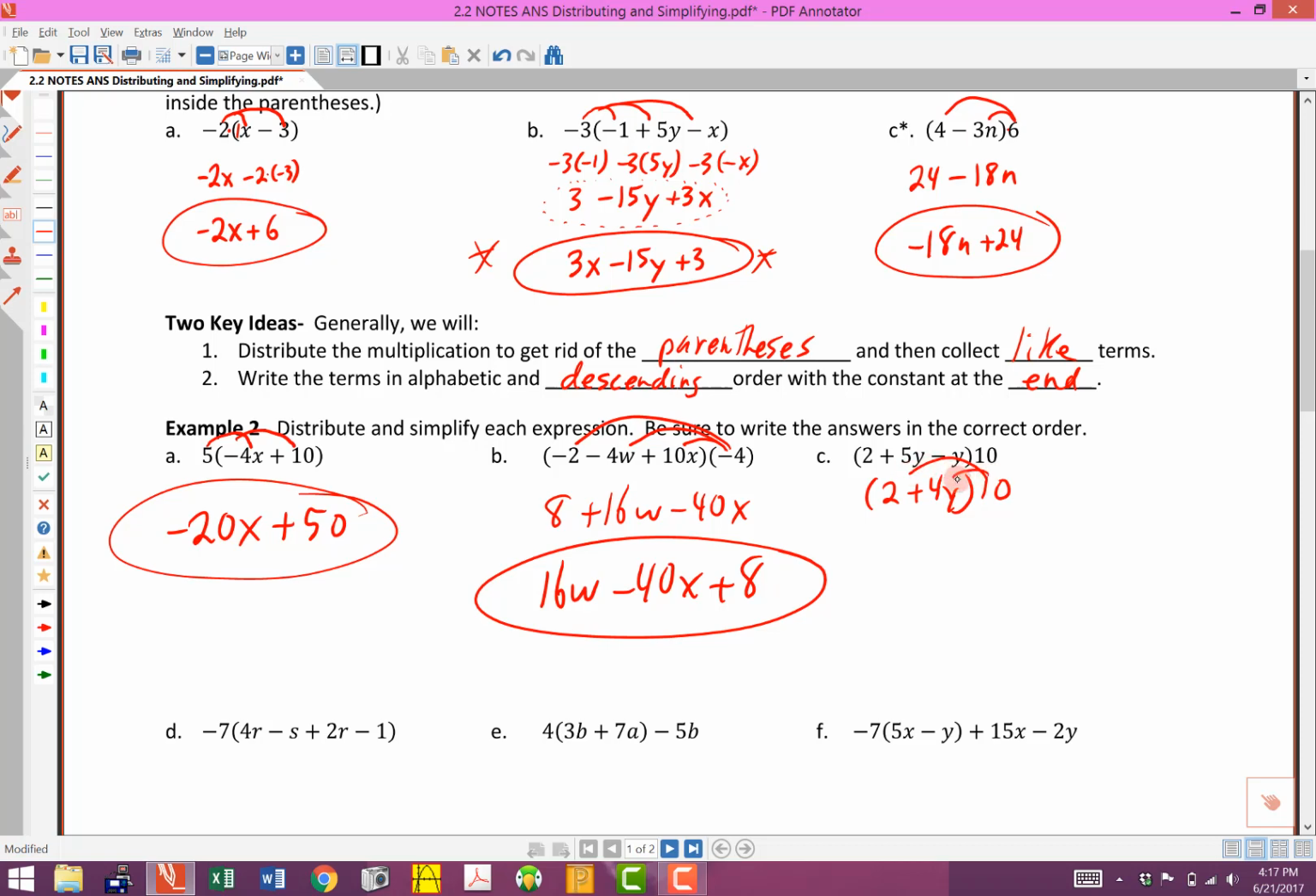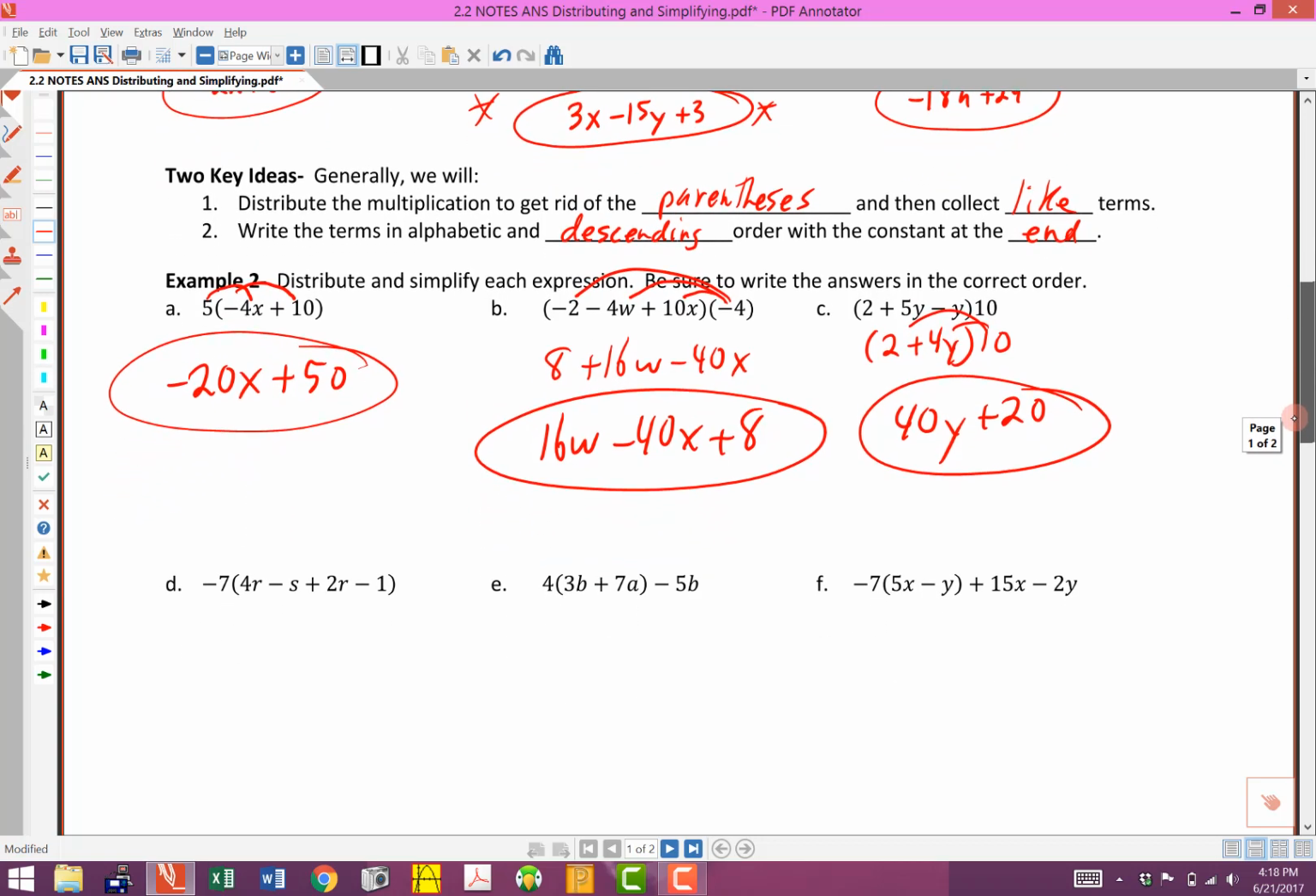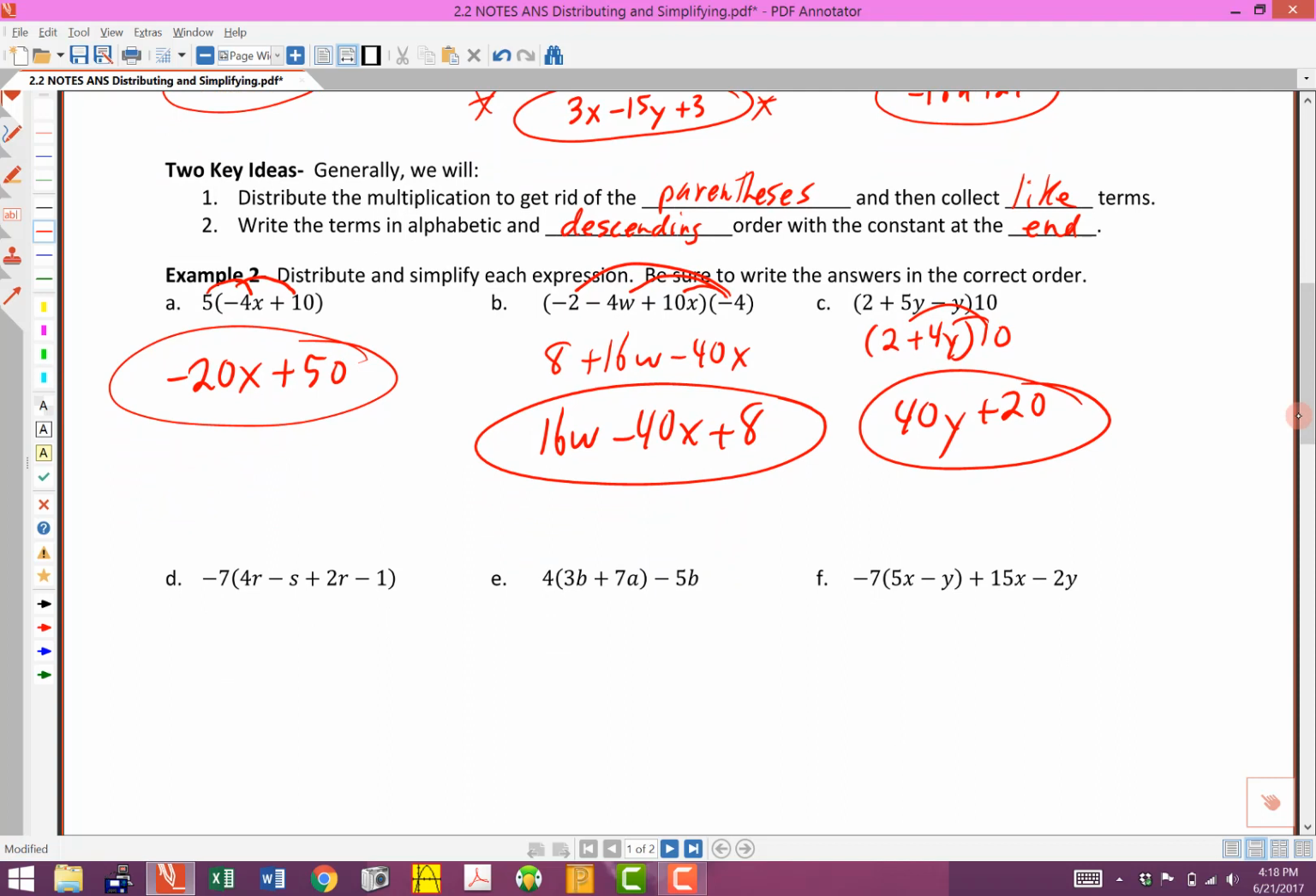Now I'm going to be a little bit efficient on this problem. This is a constant. When I multiply it by 10, I'm still going to have a constant. We need to put that at the end, so I'm actually going to do this multiplication first. That would give me 40y, and if I multiply 2 times 10, that's going to give me plus 20, and then I'm done. I've got it in the right order and I've got the right answer there. Okay. All right, let's take a look at a couple more.